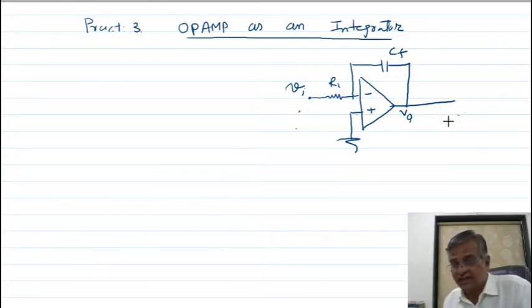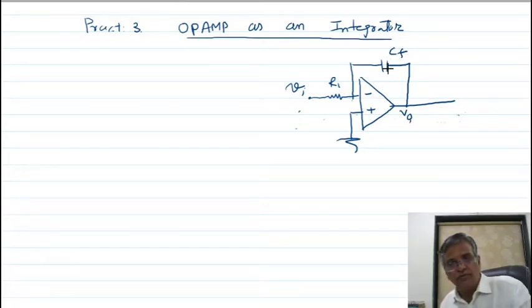This is one problem. Second, when omega is 0, due to the bias current the capacitor will be charged, and due to charging and discharging of the capacitor, we will get ramp output voltage. So this is the second problem: we will get ramp up and ramp down voltage at the output.